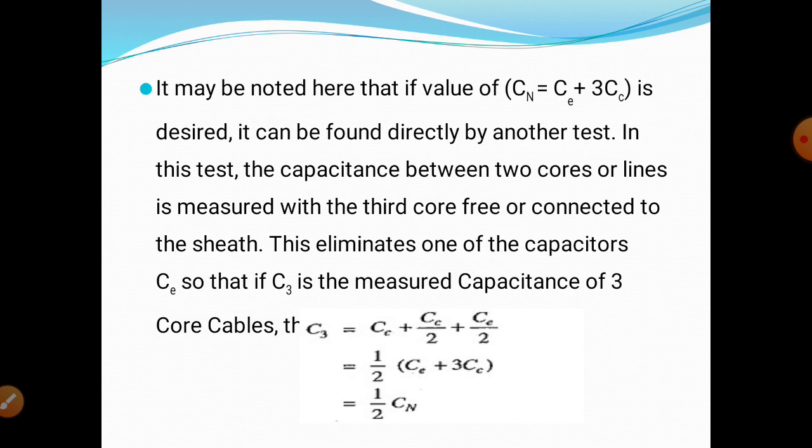And third case, C3 is equal to CC plus CC by 2 plus CE by 2. Taking the LCM of the CC terms, we get 3CC divided by 2 plus CE by 2. Taking 1/2 common, we get 1/2 into CE plus 3 into CC. Now we already know CE plus 3 into CC is equal to CN. So substituting, C3 is equal to 1/2 into CN. It's the final formula for case 3.